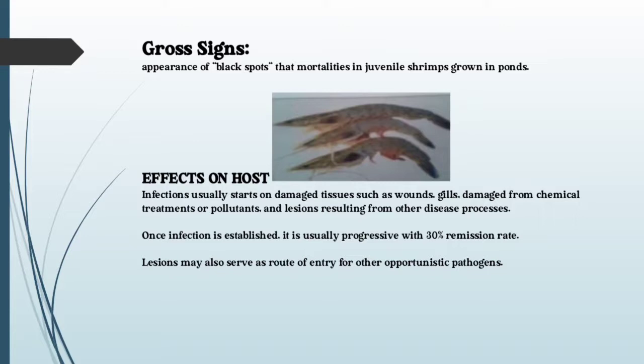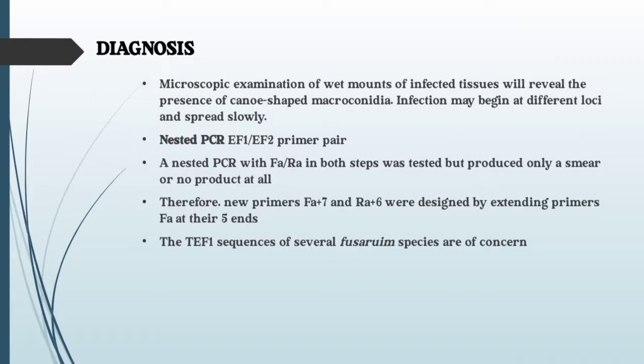Once infection is established, it is usually progressive with a 30% remission rate. Lesions may also serve as a route of entry for other opportunistic pathogens. Diagnosis: microscopic examination of wet mounts of infected tissues will reveal the presence of canoe-shaped macroconidia. Infection may begin at different loci and spread slowly. Nested PCR with EF1, EF2 as the primary pair. Nested PCR with FARA in both steps was tested but produced only smear or no product at all.